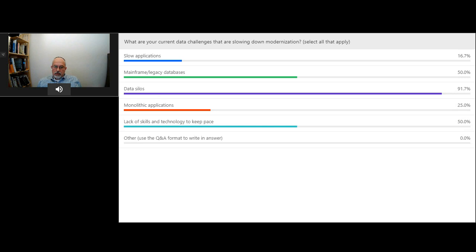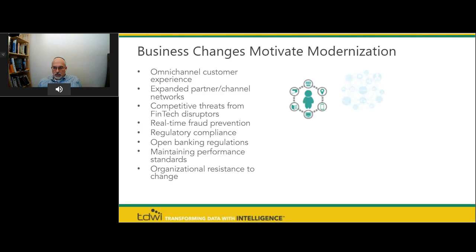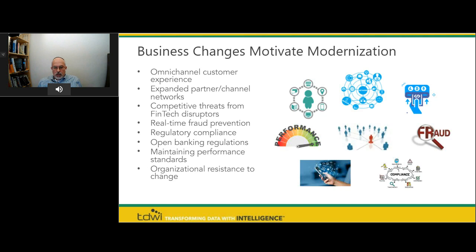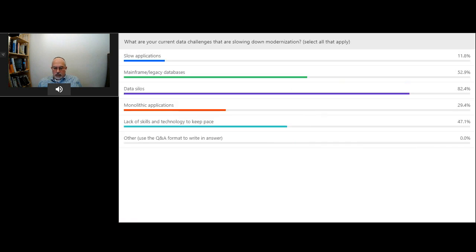Looks like almost everybody's reporting that data silos are slowing down modernization, and that's not a surprise. And Henry, I'm sure we're going to get an opportunity to chat about this. Also, we're seeing mainframe or legacy systems, legacy databases, as well as the lack of skills and technology to keep pace. That is consistent with some of these motivations to modernize, which has to do with resistance to change or legacy systems or the need for performance, et cetera. So lack of skills and technology creates some level of concern. Henry, I'm sure we're going to get an opportunity to chat about that as well.